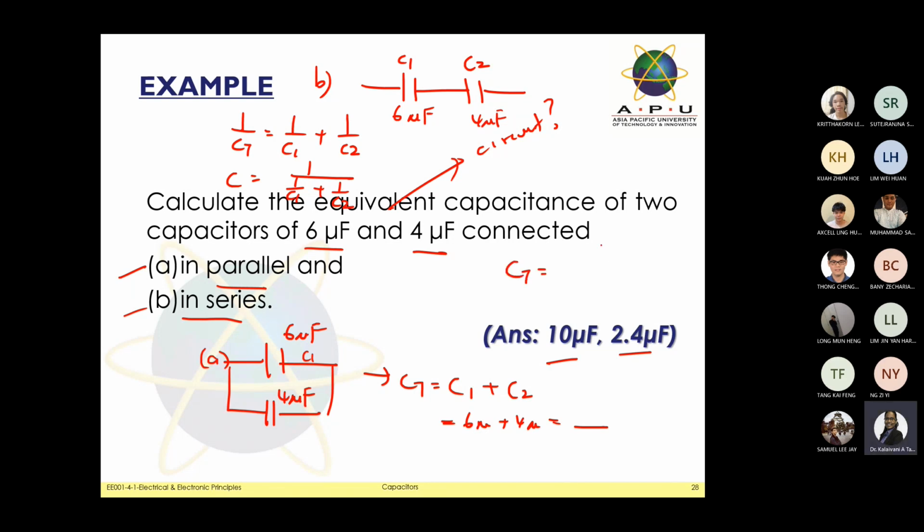Now you can substitute your values directly into the equation: 1 over 6 micro plus 1 over 4 micro. You will get the last answer. Can anyone calculate and tell me whether you get this answer or not? Use this technique and calculate. Do you get the answer 2.4 microfarad for the series?